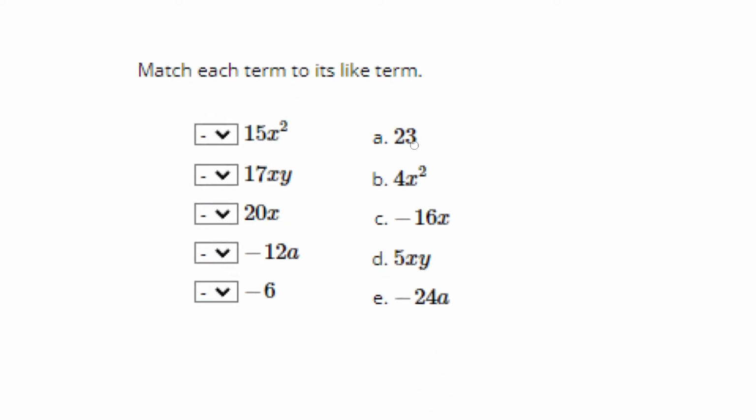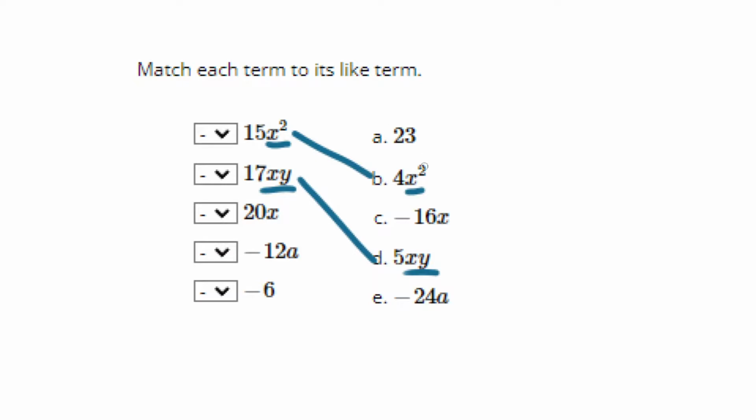Now this one's telling us to match each term to its like term. So again, that's when we look at the variable and the exponent and we say which one is the same. This one has an x squared and this one has an x squared, so these will be matched. This one has an xy and this one has an xy, so these will be matched. This one has just a sole x and this one has a sole x, so these will be matched.